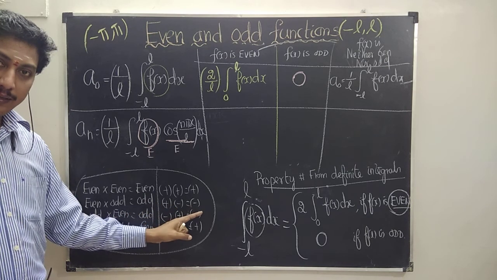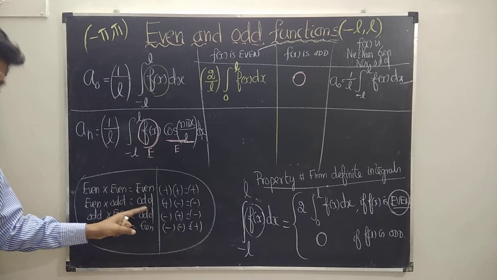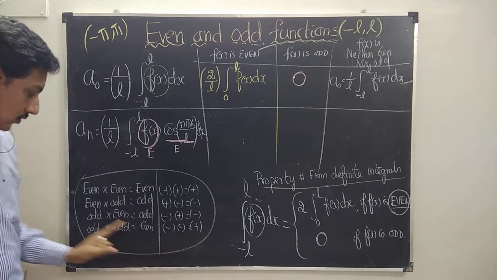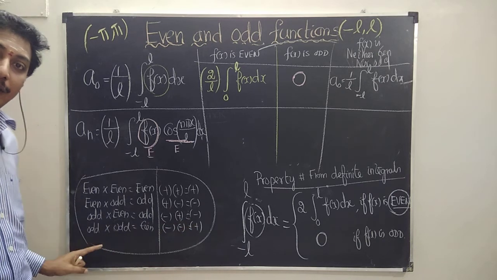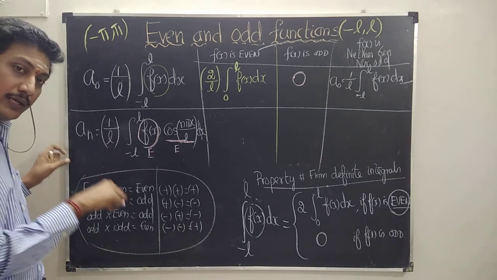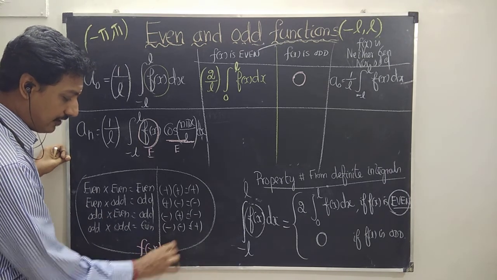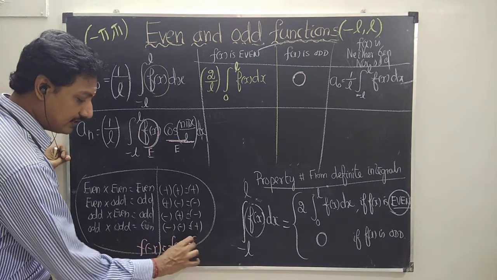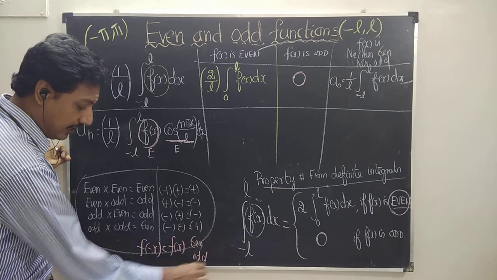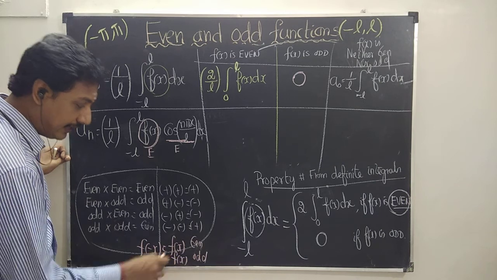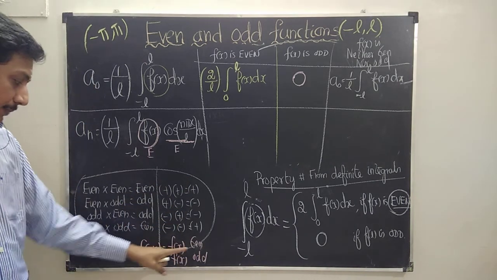Plus into minus is minus. Minus indicates an odd function, so even into odd is odd. Minus into plus is minus, so odd into even is odd. Finally, minus into minus is plus, that is, odd into odd is even. It's a simple idea: when the function is even, f of minus x is plus f of x, so we have a plus sign. When it is odd, it is minus f of x. That's why I used minus for odd functions and plus for even functions.